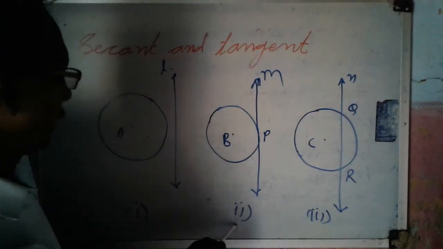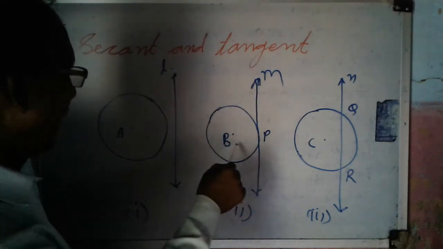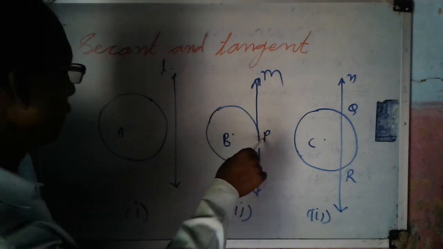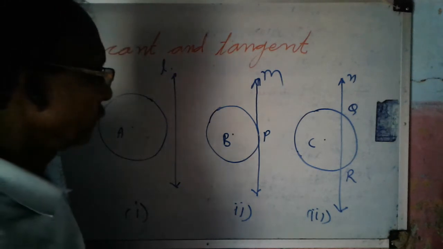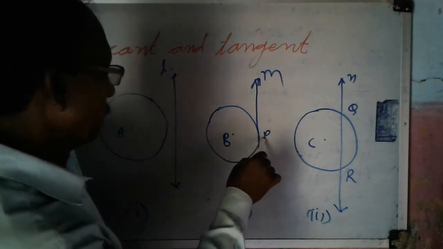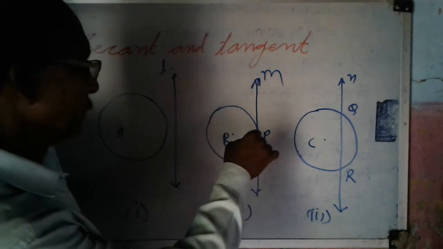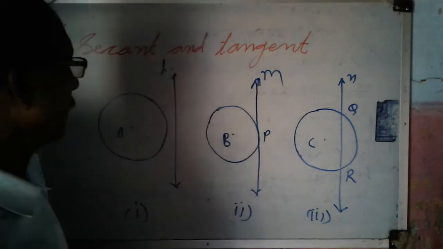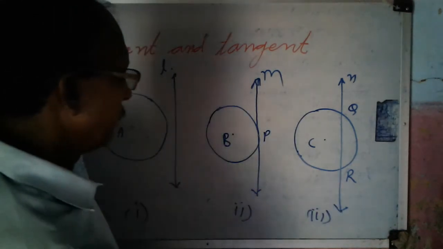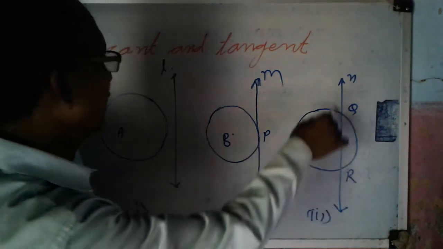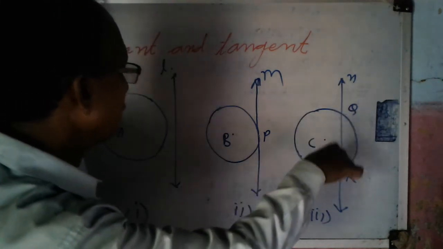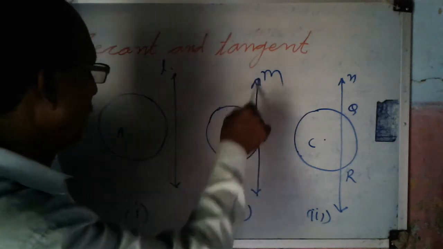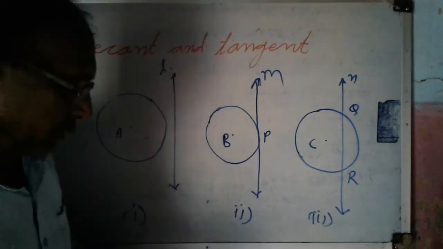Now here, in second figure, this line is called a tangent of the circle. Tangent means a line which touches the circle in one point. Or the line in the plane of the circle which intersects the circle in only one point is called a tangent. And a line which intersects the circle in two distinct points is called the secant. Now here line N is the secant of the circle and line M is the tangent of the circle.